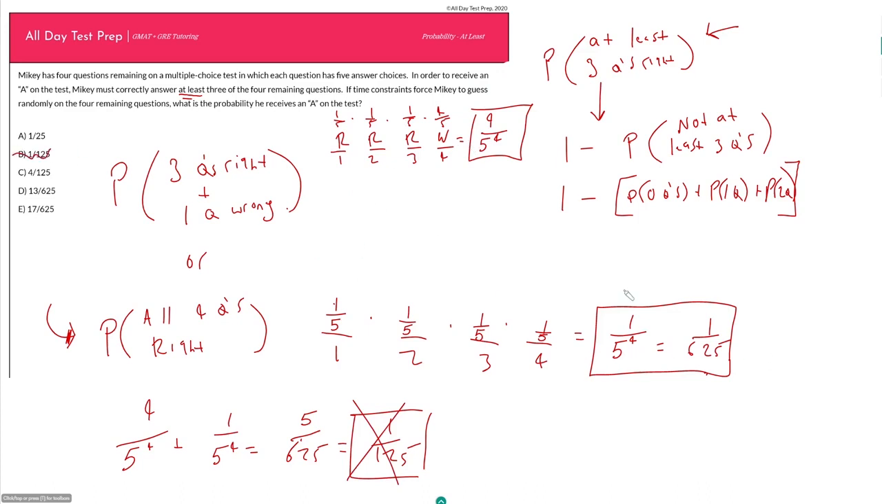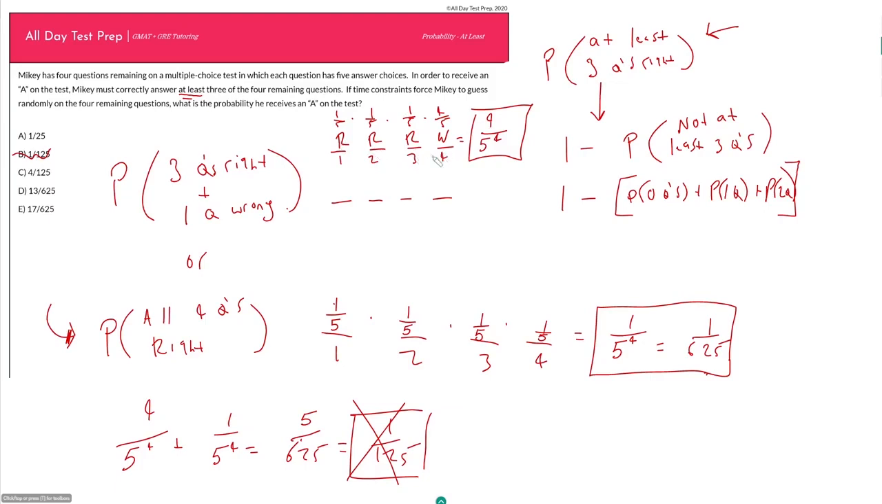Maybe, or hopefully, you saw why this shouldn't be right. So this here, this is right. Here is where I made a mistake. Because what did I do here? Is this all of the ways he can get 3 questions right? This here, this 4 over 5 to the 4th, this represents the probability of this specific scenario. First one right, second right, third one right, fourth one wrong.